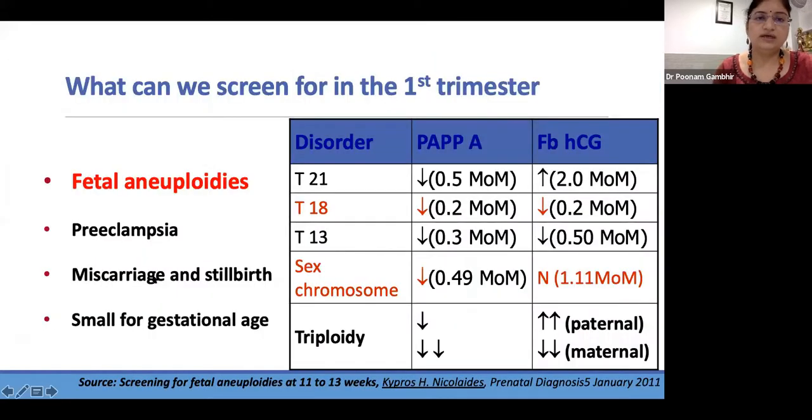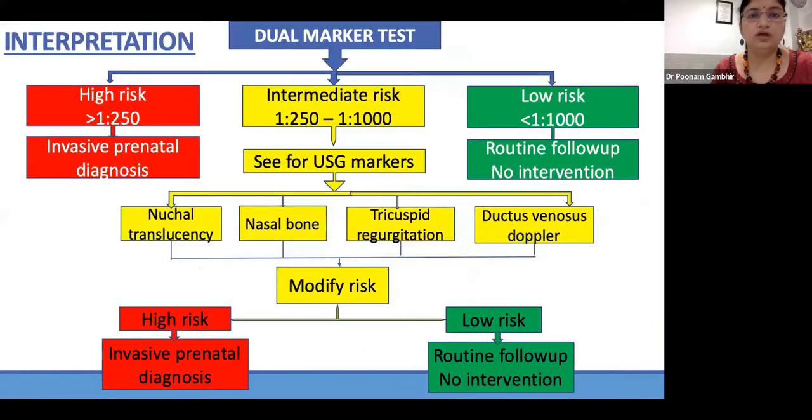Besides these MoMs, they indicate fetal aneuploidies. Apart from this, they also give us a prediction about preeclampsia and other bad obstetrical outcomes in the form of miscarriage, stillbirth, and small for gestational age. So these are other advantages of the biochemical markers which help us to guide.